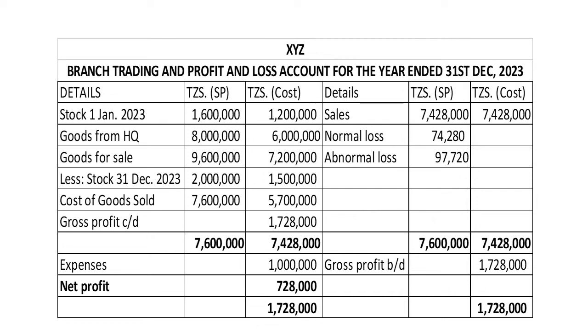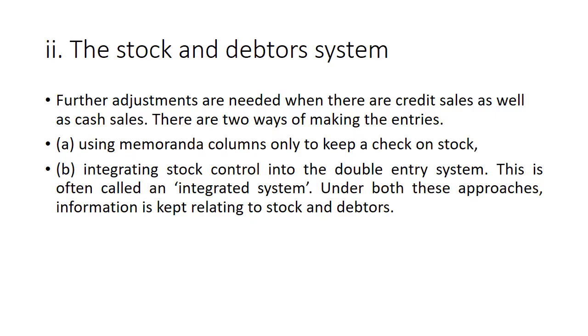On the other part, the costing column gives us the profit. You take the costing with the cost of those goods, and then we establish a gross profit. Gross profit is brought down with the expenses to establish a net profit. So the net profit is to be transferred to the head office. This is how it works with the memorandum, where we took two columns, one for selling price and the other for costing, so that we can establish the profit.